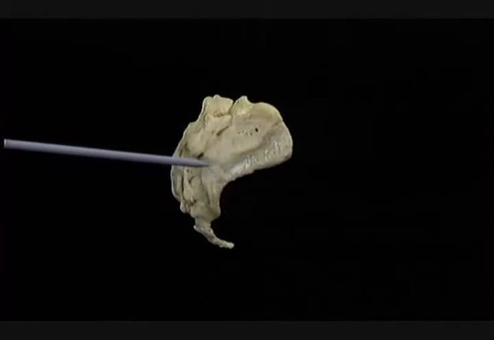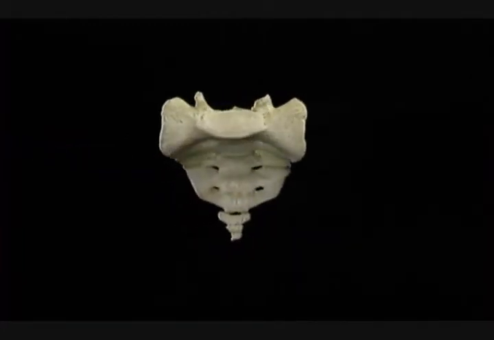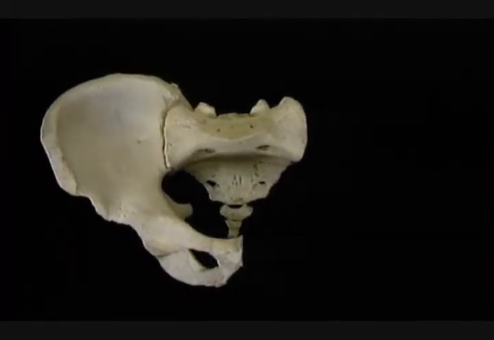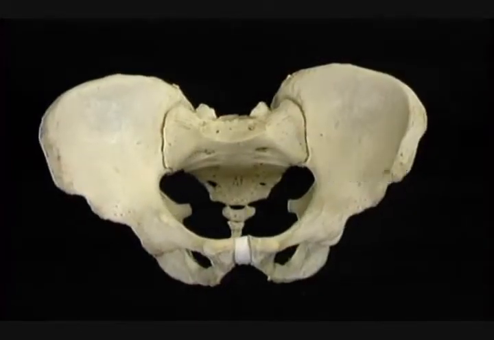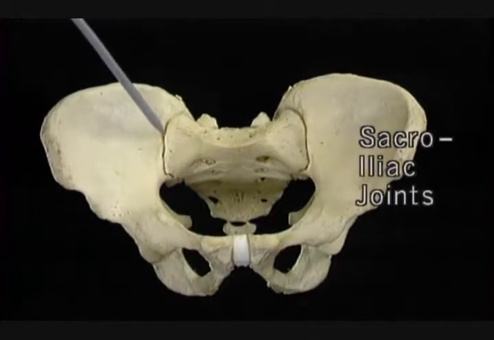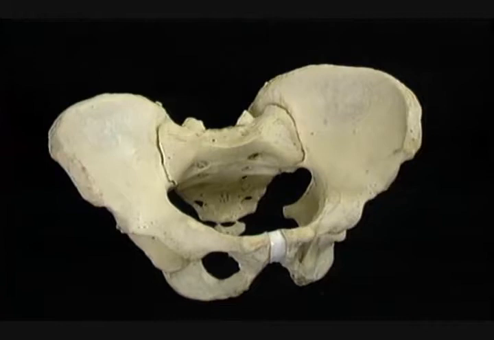This curved auricular surface articulates on each side with the upper part of the innominate bone or hip bone to form the pelvis. The joints between the sacrum and the hip bones are the sacroiliac joints. These joints permit almost no movement.